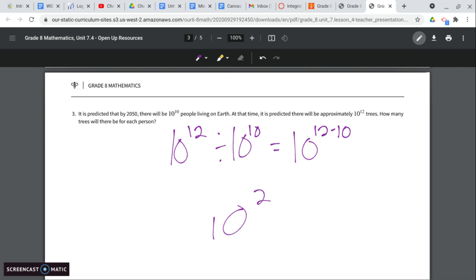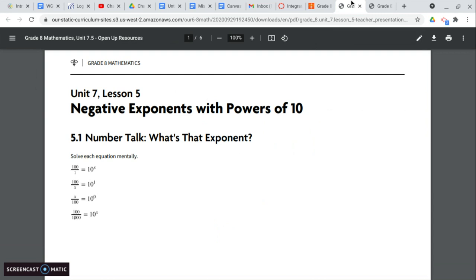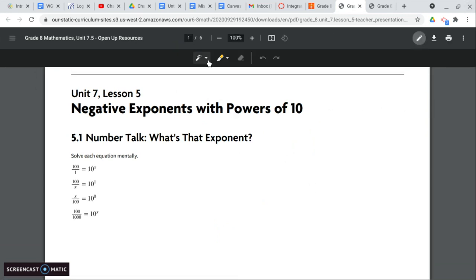So now we're going to jump into lesson 5, which is negative exponents with powers of 10. So still dealing with our powers of 10, but now looking at when we have negative exponents. So negative is your key word for this lesson, negative.